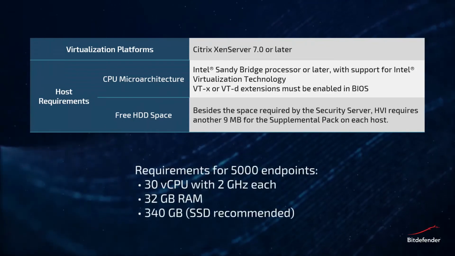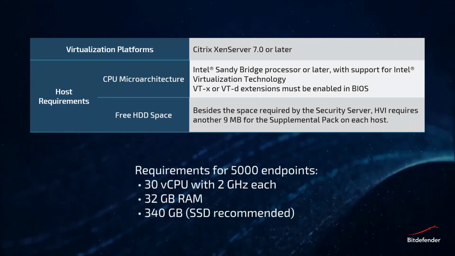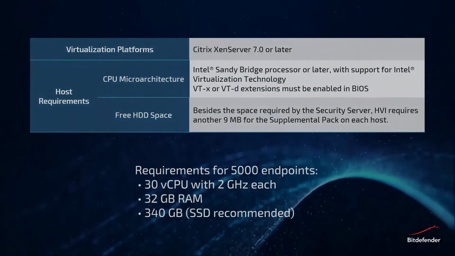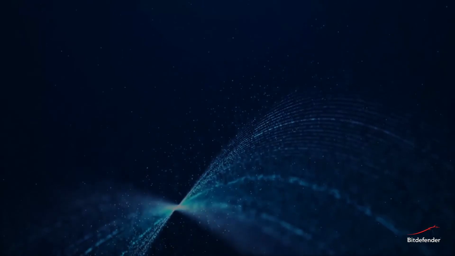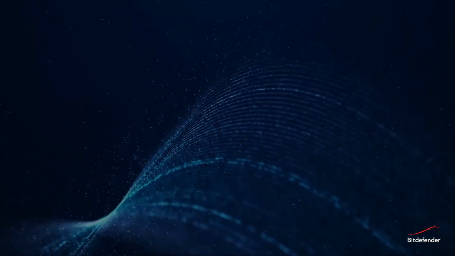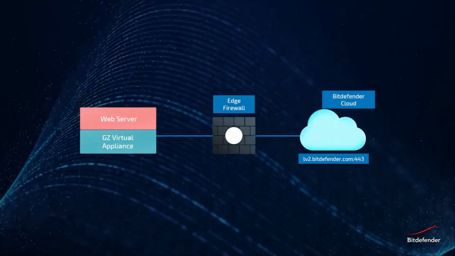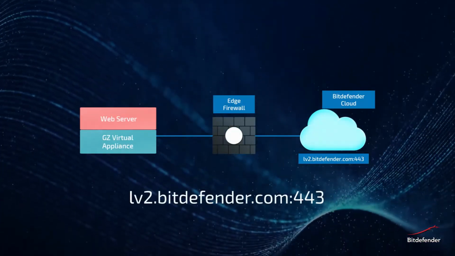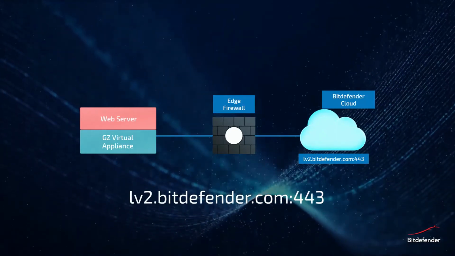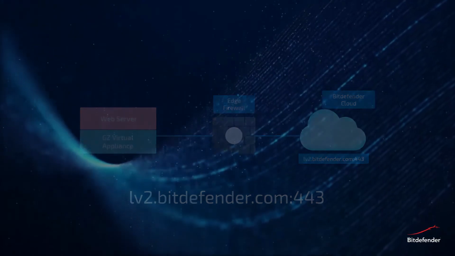These consist in 30 virtual CPUs of 2 GHz each, 32 GB of RAM, and 340 GB of storage. GravityZone requires an external internet connectivity to the Bitdefender cloud services for two reasons. The license key needs to be validated. The GravityZone web console server connects every 24 hours with lv2.bitdefender.com on port 443 to update the status of the currently used license key.